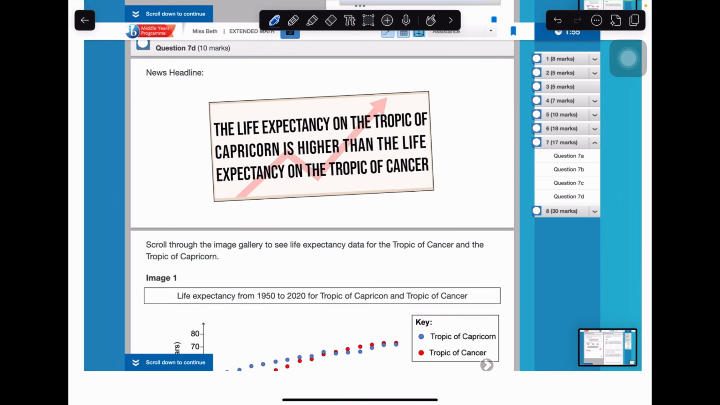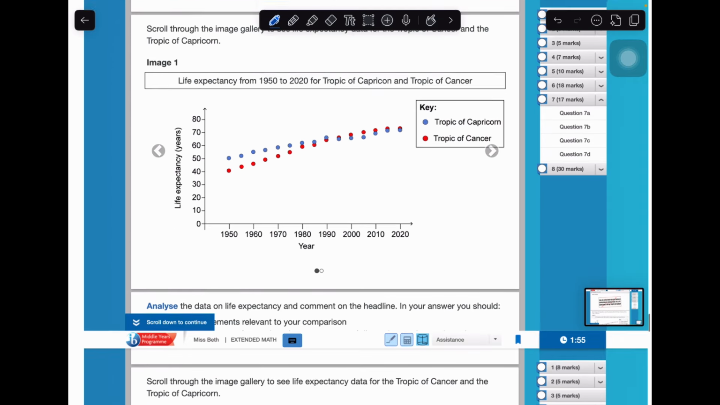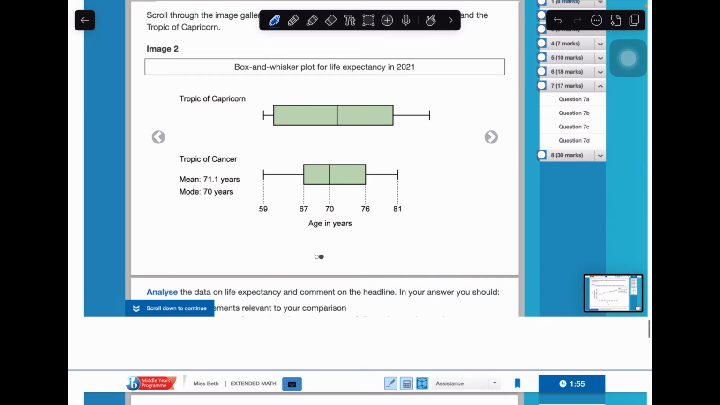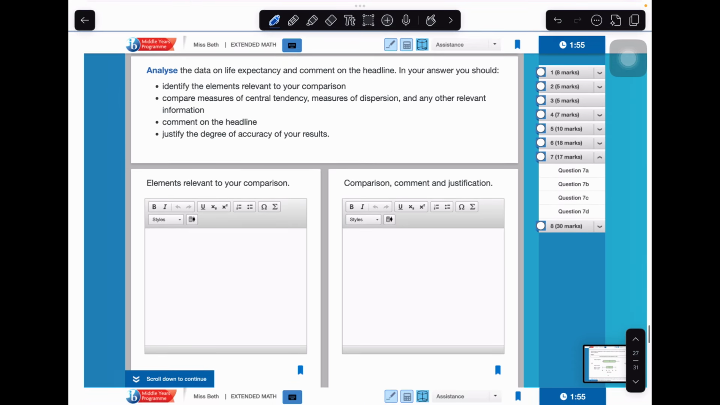So the news headline: the life expectancy on the Tropic of Capricorn is higher than the life expectancy on the Tropic of Cancer. Okay, for question 7d, a slightly more challenging question for me to go through with you. So what I will do is explain where the marks on this question are coming from. Do always use the question to help guide you. Read everything really carefully.